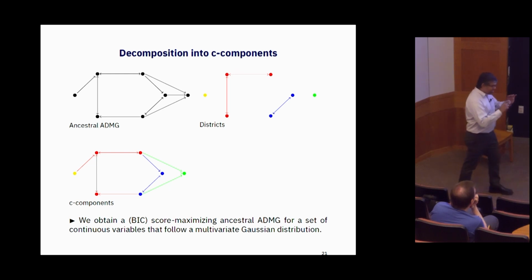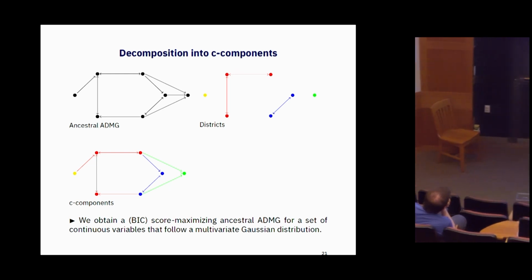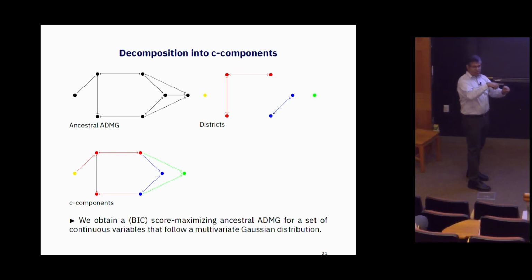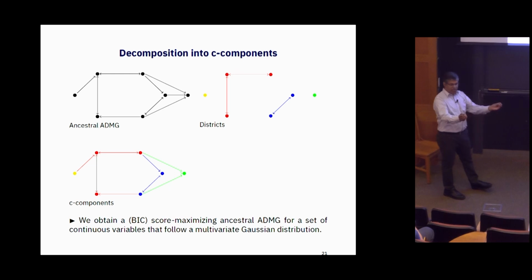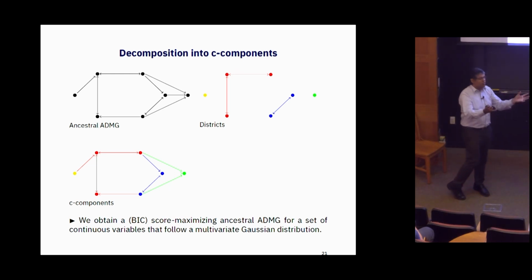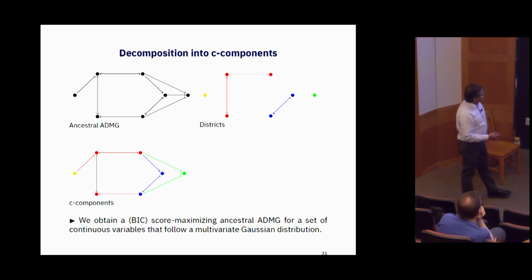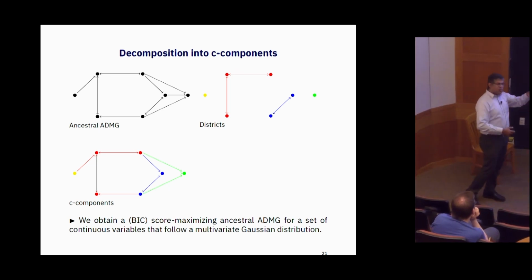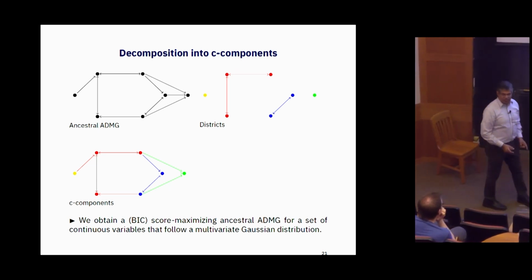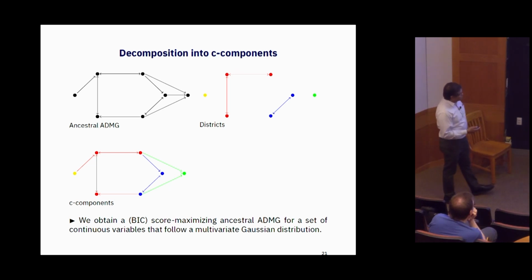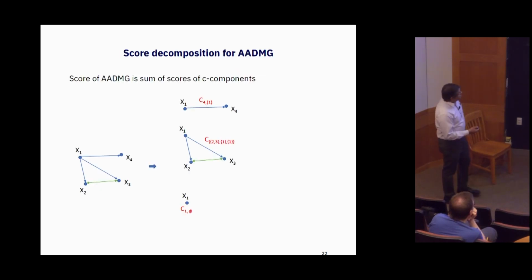When you take a district and its parents, that is what's called a C-component. In other words, you're generalizing this notion of a child node and its parents. You're generalizing it to say, I want to look at all nodes connected by bidirected edges because they're correlated, and the parents of that correlated group of nodes is what's called a C-component. And that is how the scores decompose. The score for an ancestral ADMG is decomposed as a sum of scores of the individual C-components in the graph. So as you can see, it's a more complicated structure, but we still want to try to find a score-maximizing graph. And this is a decomposition in this particular graph.